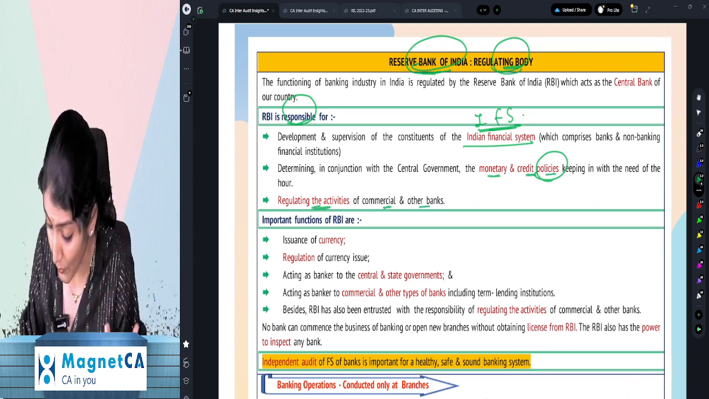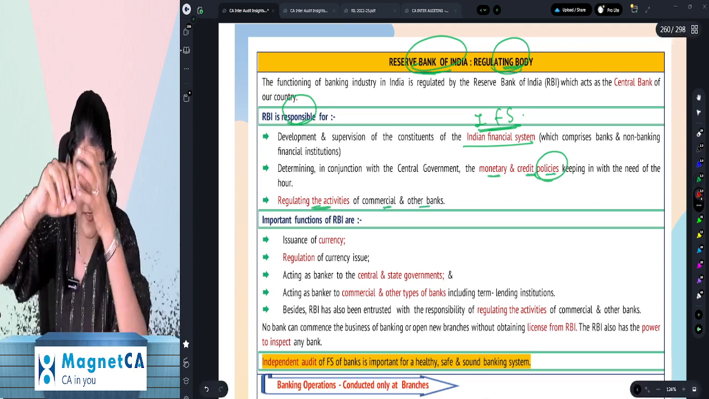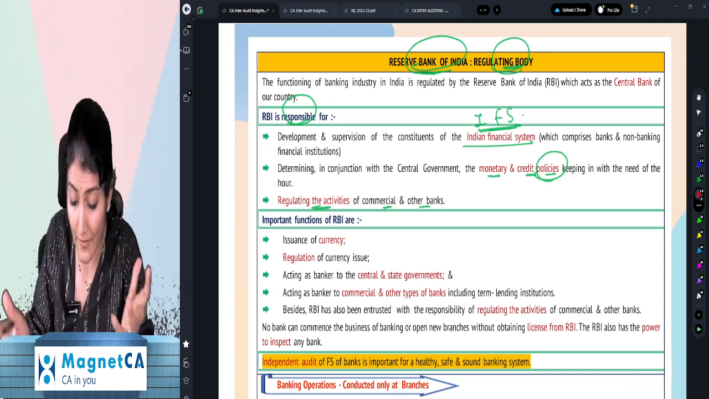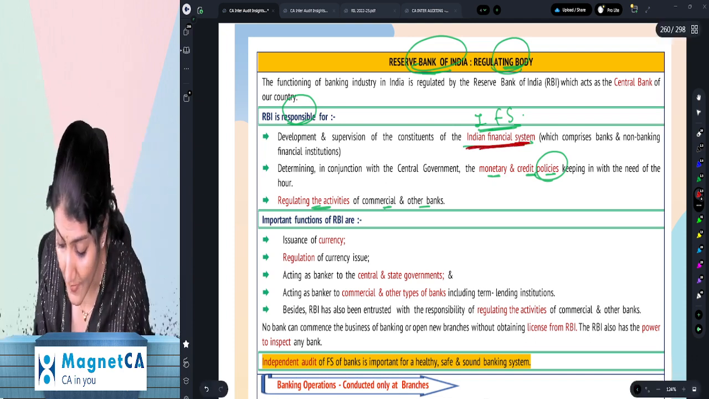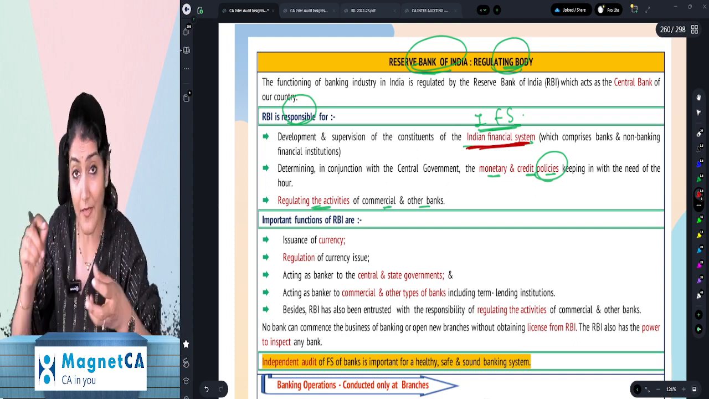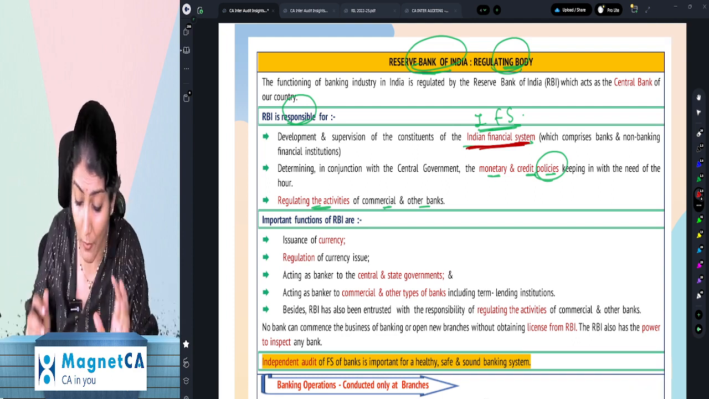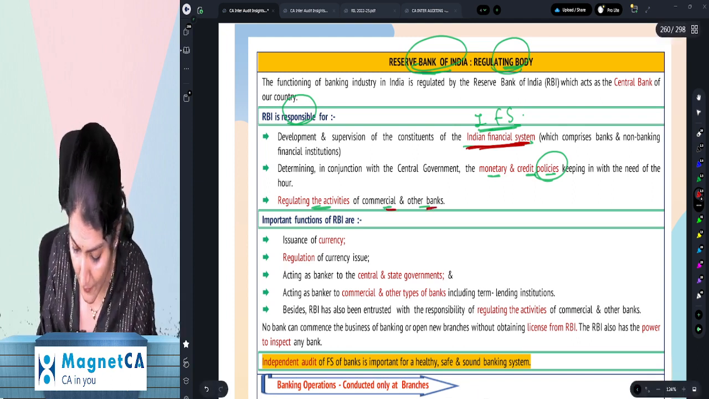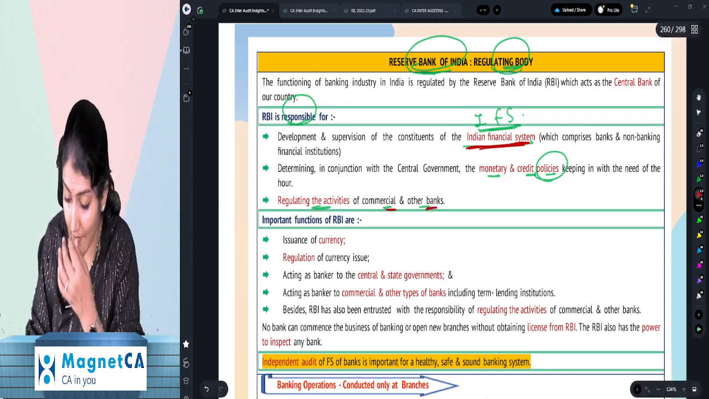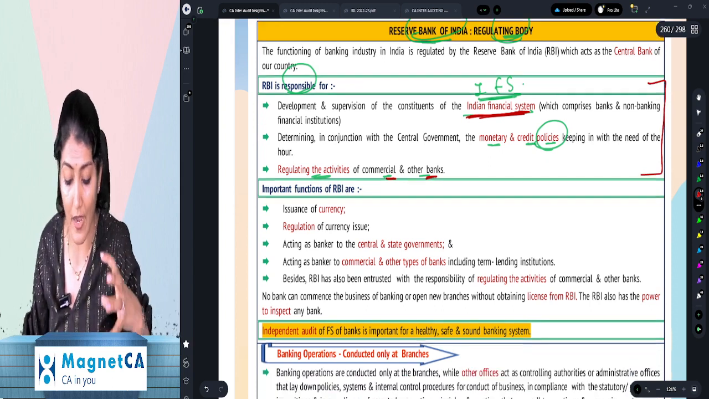So what is the role of the RBI? One, it constitutes the development and supervision of the constituents of the Indian financial system. Then for that, they decide upon the monetary and credit policies, and they also regulate the activities of the commercial and other banks. So that is the responsibility of the RBI.